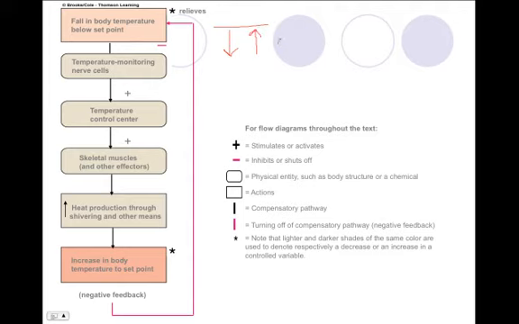Okay. So again, this is a negative feedback. We had an initial change away from homeostasis, and then our effectors brought us back to homeostasis, or that state of sameness.